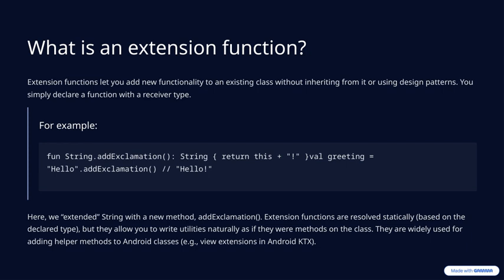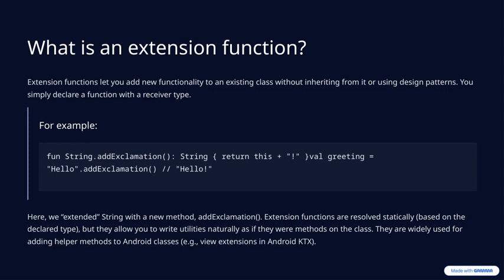Then, you can call this new function directly on any string, like "hello".addExclamation(), which would return "hello!". Now, even though we're extending the String class, it's important to remember that extension functions are resolved statically. That means the compiler determines which function to call based on the declared type at compile time, not at runtime.